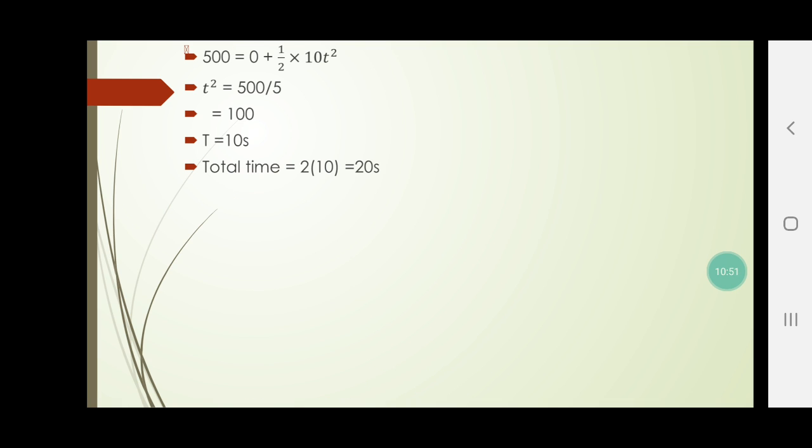So substituting the values, 500 equals 0 plus half into 10t square. So t square is equal to 500 upon 5, which is equal to 100. So t is equal to 10 seconds.